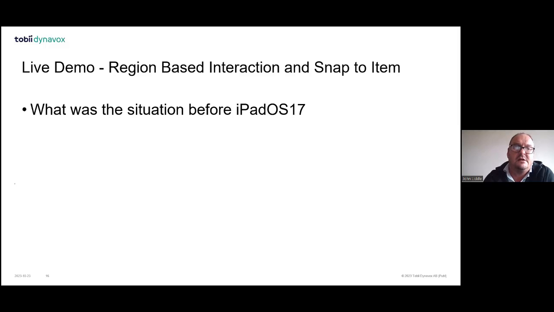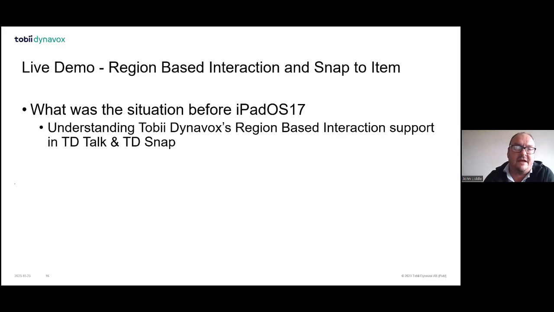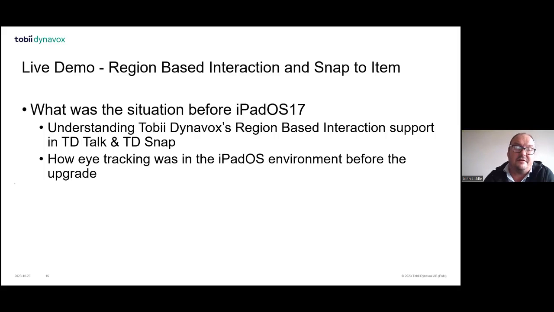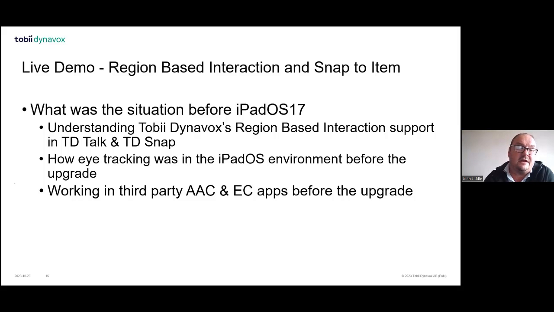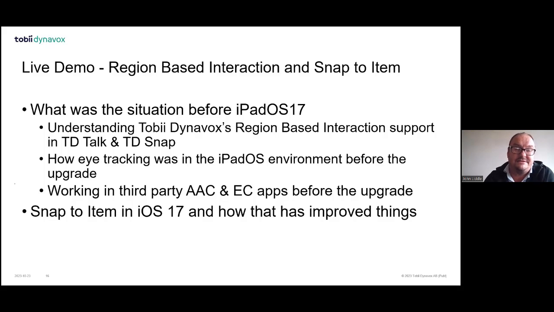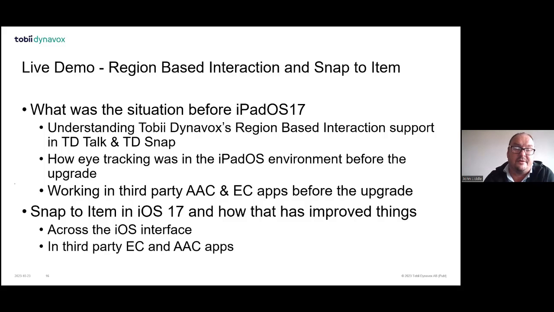So we're going to look at what the situation was like before iPadOS 17. Part of that will be understanding Tobii Dynavox's own region-based interaction support in TD Talk and TD Snap, and then looking at how the eye tracking was in the iPadOS environment before the upgrade. We'll also look at how you used to work in third-party AAC and environmental control apps before the upgrade. Then we'll turn on Snap to Item in iPadOS 17 and look at how this has improved things, both across the iOS environment, but also in third-party EC and AAC apps.